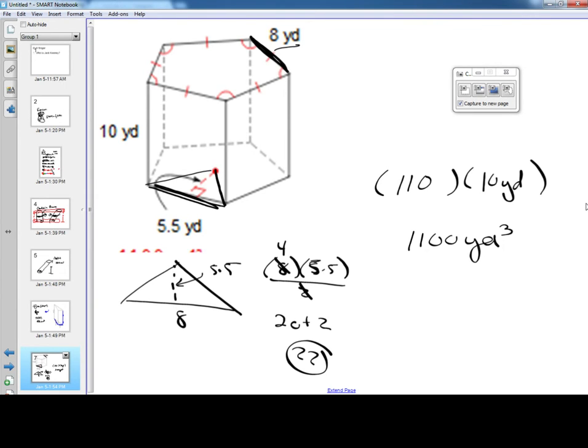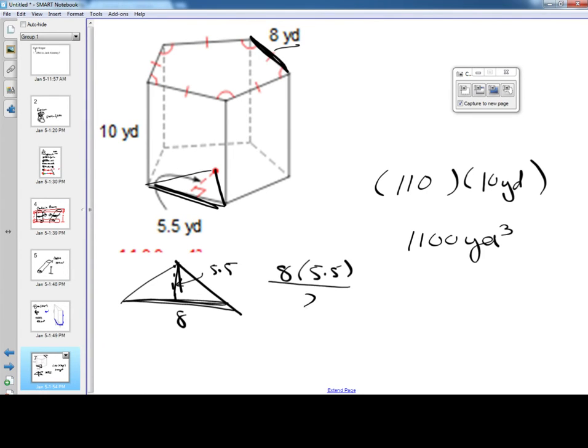Any questions from anyone on this problem? Yeah, Kenna? Okay, it was just this here. Let me go ahead and redo that. So the base is 8 of this triangle, right? And then the height is 5.5. To find the area of a triangle, it's base times height divided by 2.